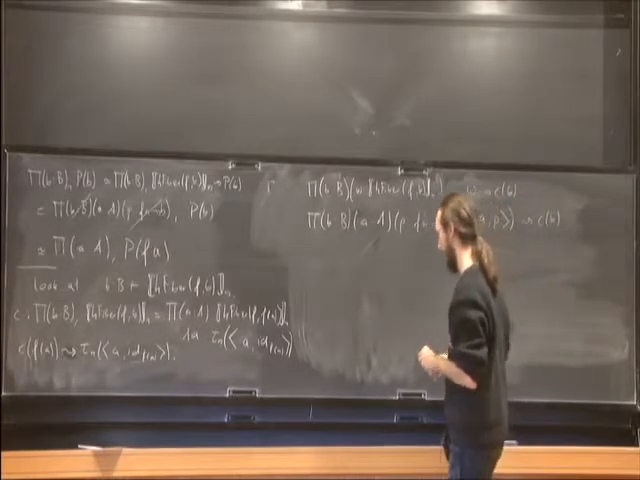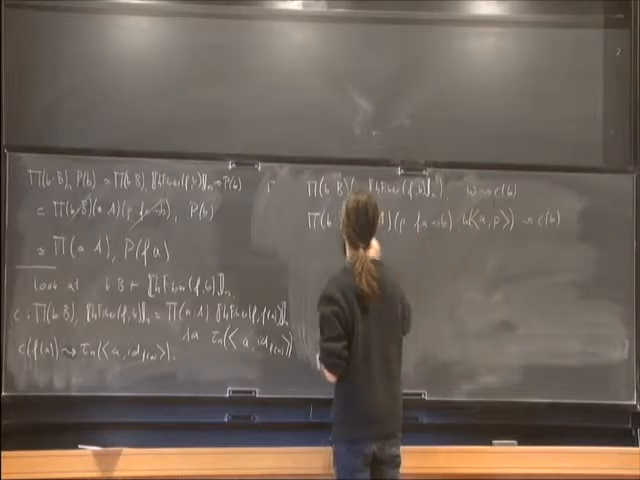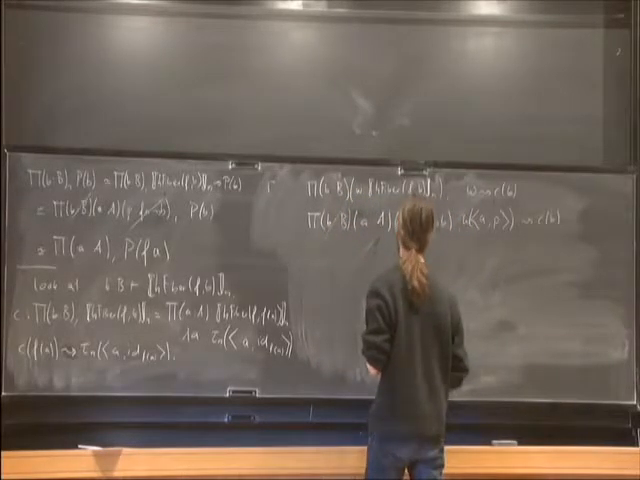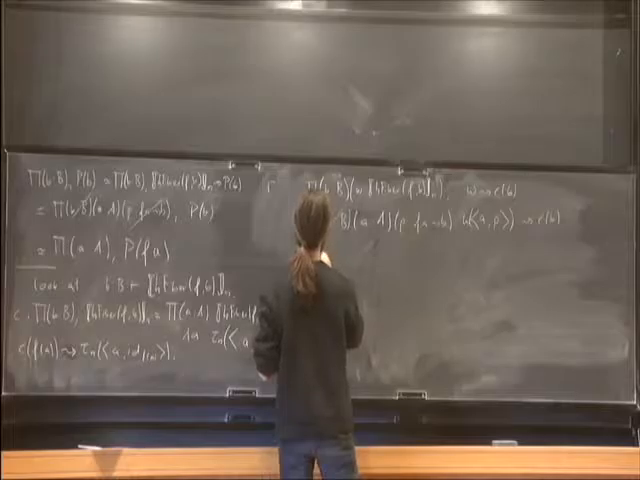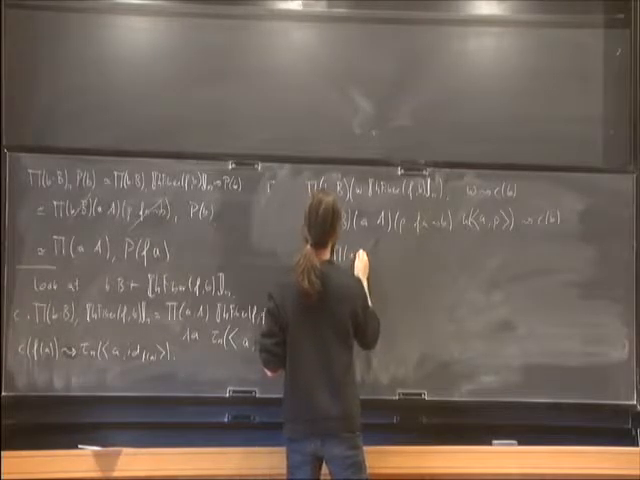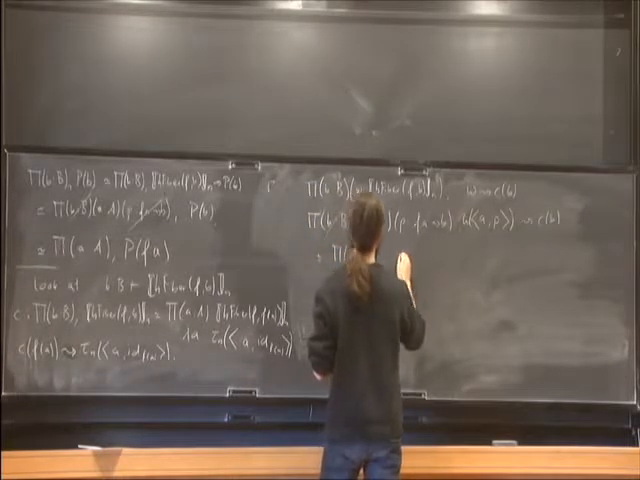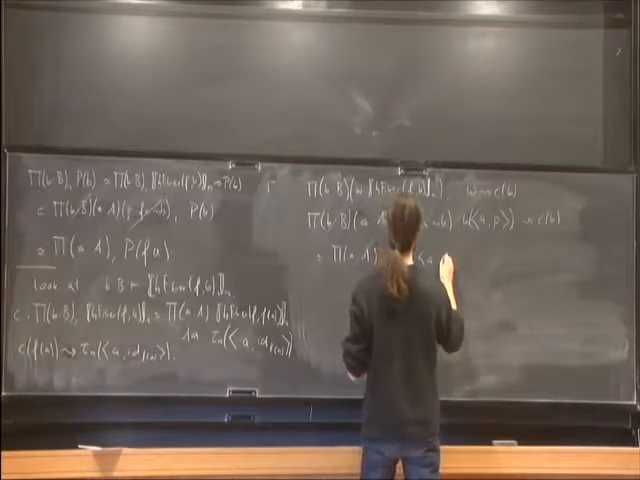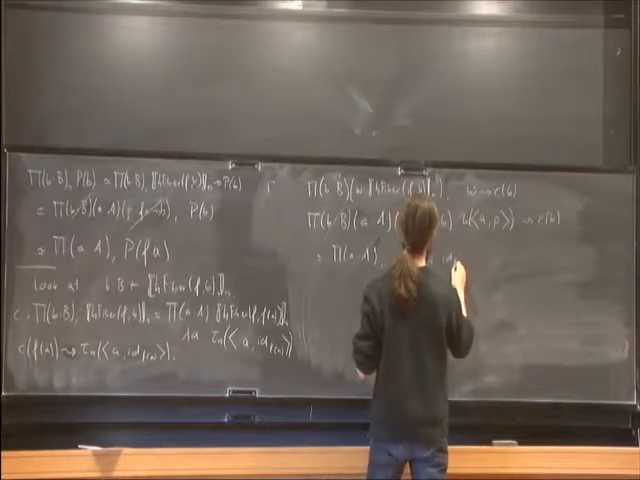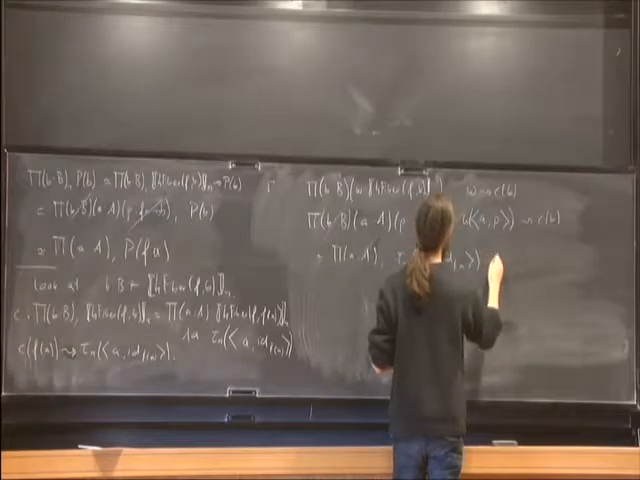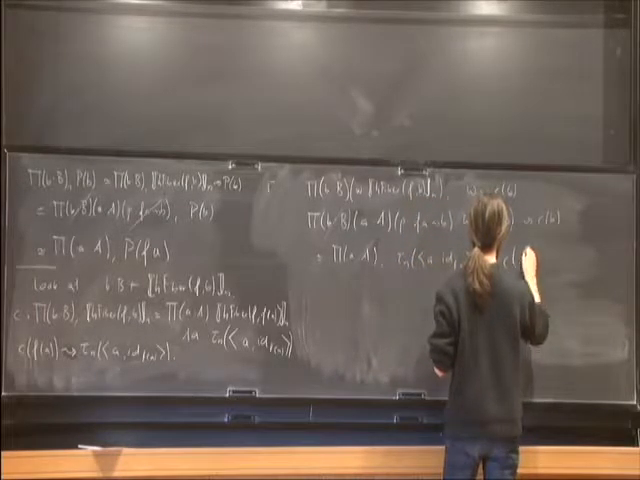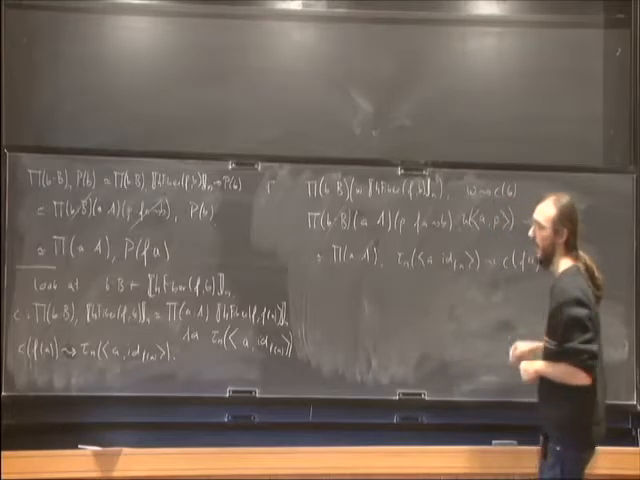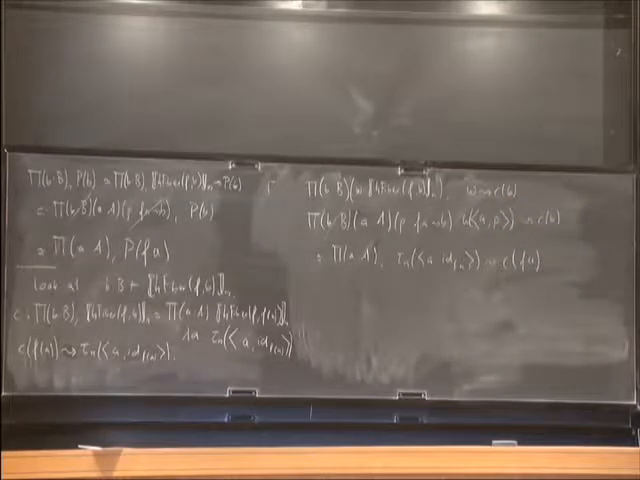Well, we're going to cancel these two again. So this is equivalent to, for every a in A, tau n a, identity on f a, equals c of f a, and this holds by our choice of c. Yeah.